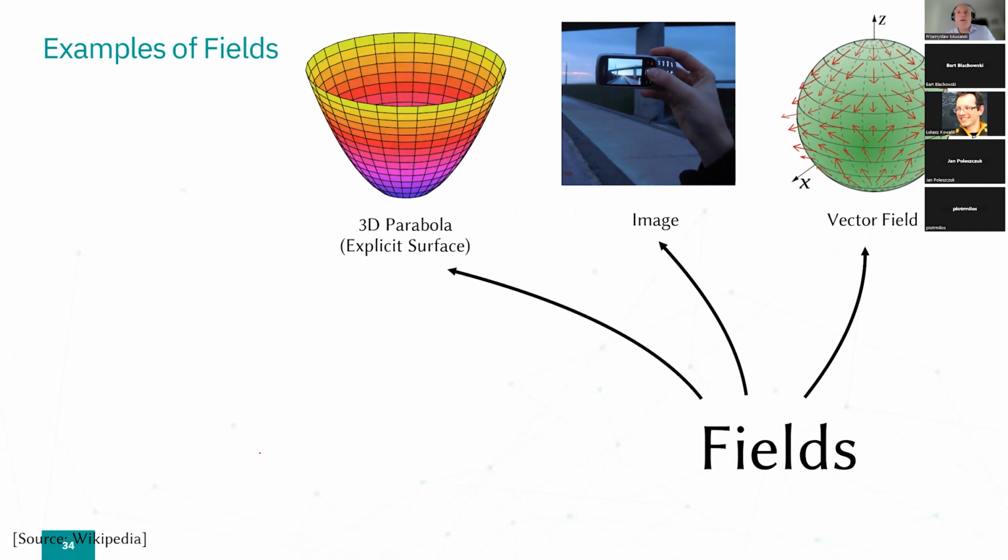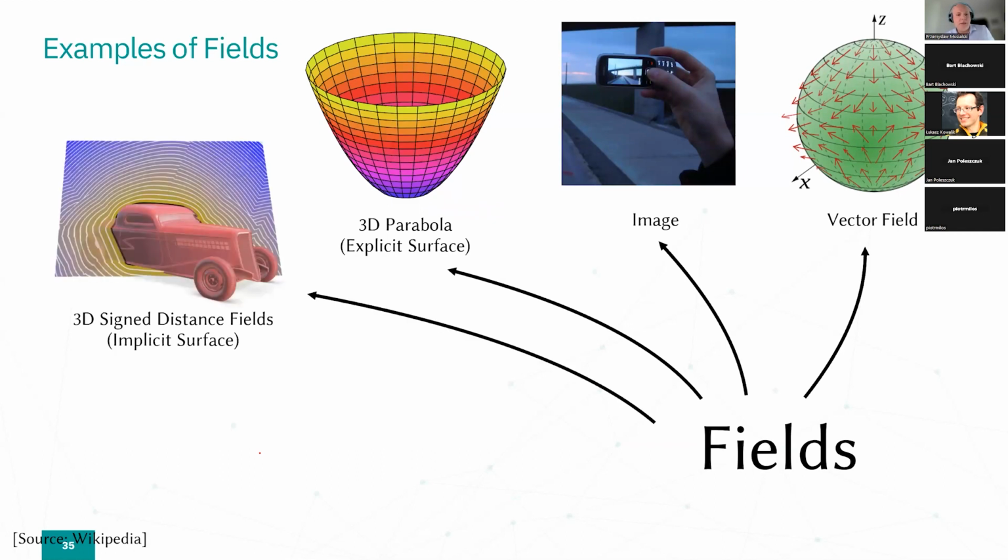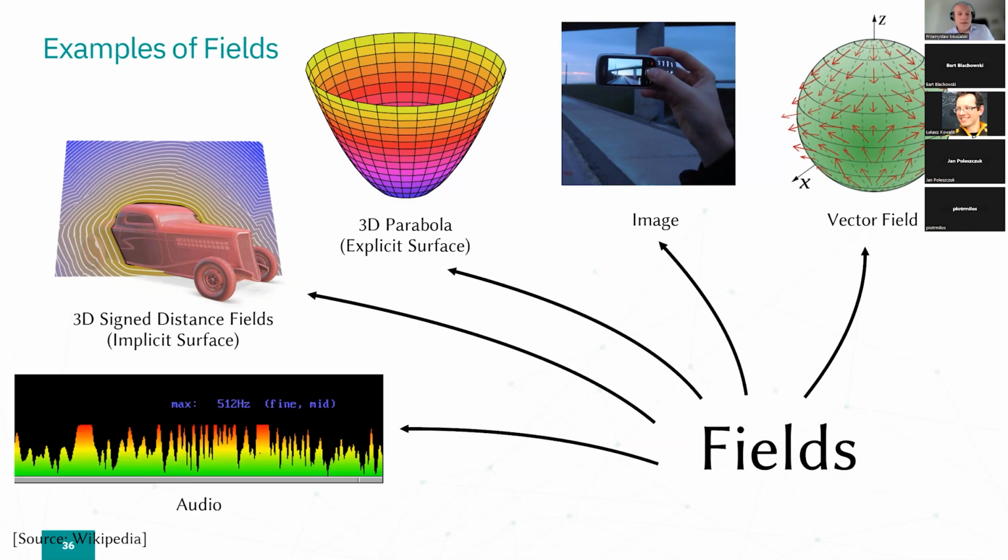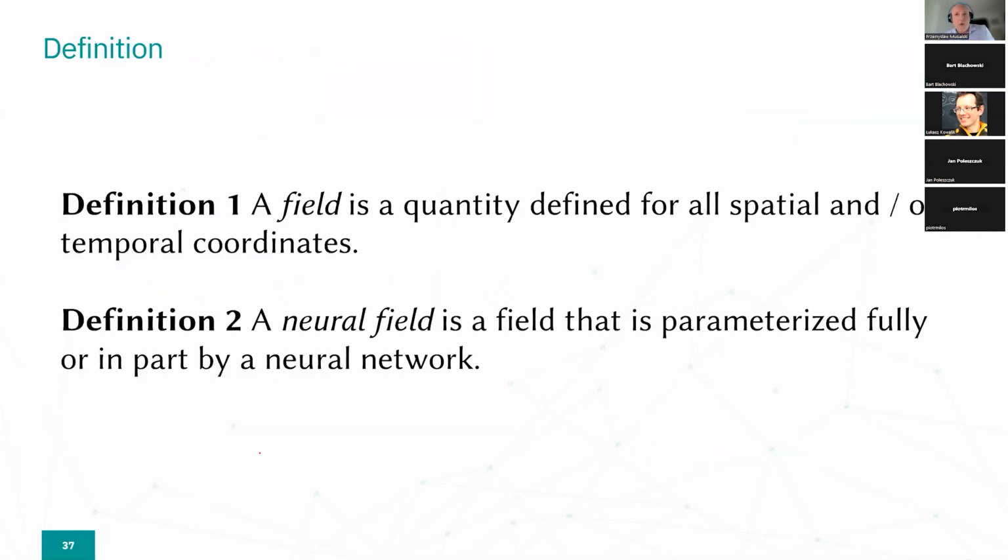Mathematical surfaces, curves, can be interpreted as fields. Then we can also interpret geometry as 3D signed distance fields. I will come in a couple of slides to that topic. Audio signals are fields. So as you see, almost everything which we want to interpret mathematically as a function with an input and an output can be seen as a field. So let me extend the definition. A neural field is a field that is parameterized fully or in part by a neural network.